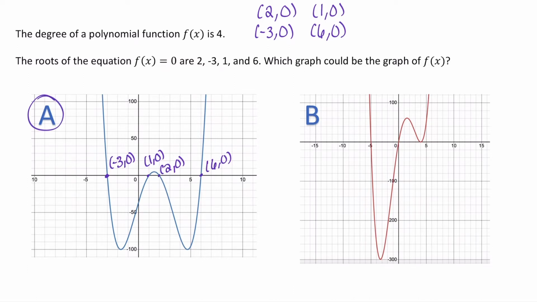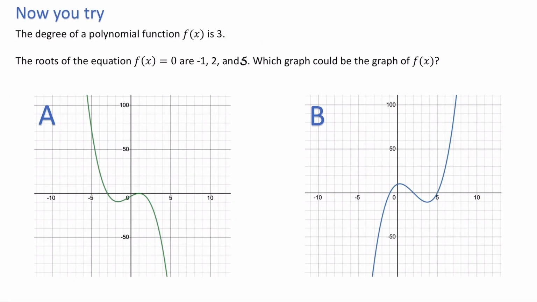So A looks like it's the correct answer, but let's just double check B. B has intercepts at negative 5, 0, 0, 0, and 4, 0. So B will not work. Now you can go ahead and pause the video and try this example on your own.